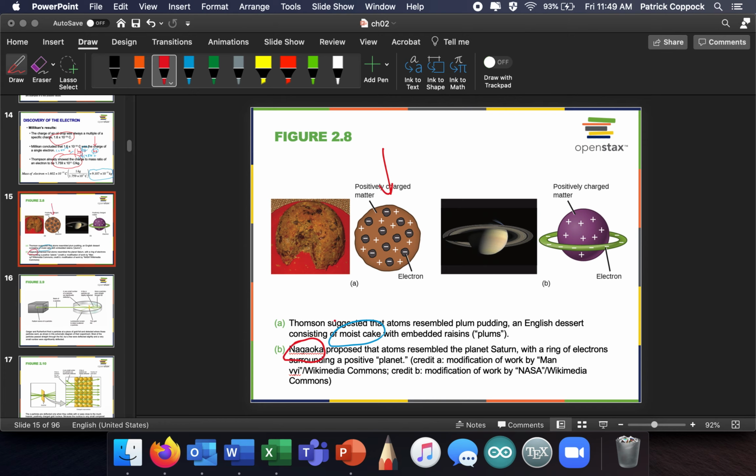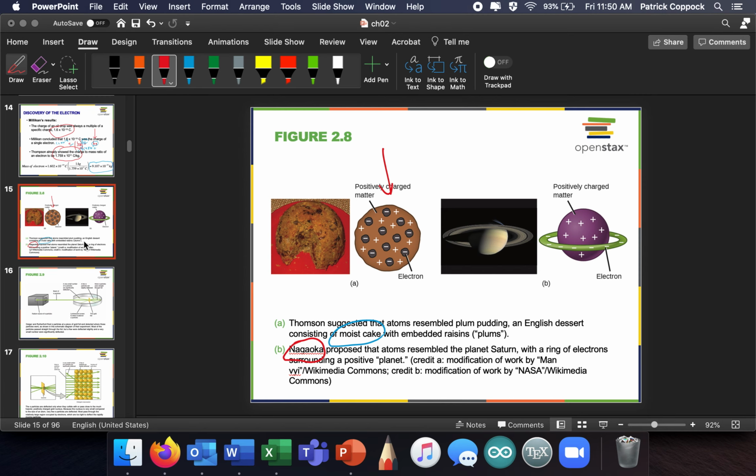Nagaoka, I'm not sure how to pronounce this name here, and I think this is Japanese, said that it was going to be more like Saturn, right? So you've got this picture of Saturn here, where you've got the pluses in the middle and then negatives on the outside. And of course, he was more correct. All right. So these are the models of the atom.